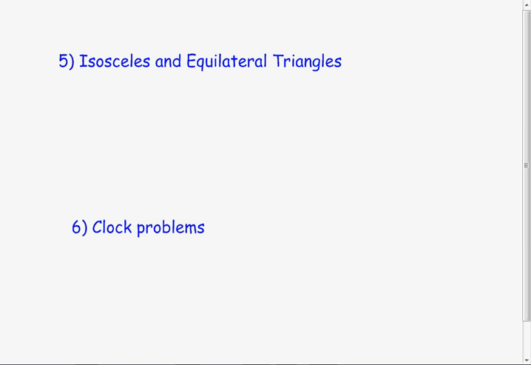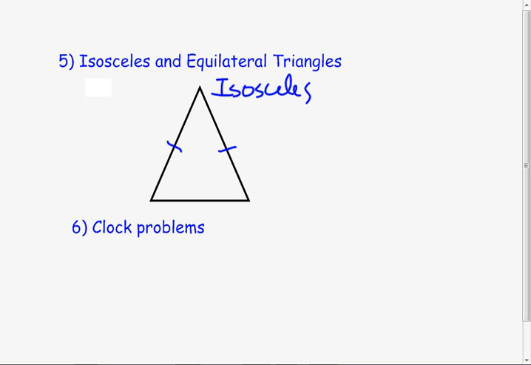Isosceles triangles and equilateral triangles. You remember those? What's an isosceles triangle? 2 congruent sides. Okay. If I have an isosceles triangle, what's true about these base angles? They're congruent. You're going to need to know that on that worksheet. Base angles are congruent. They're going to give you an isosceles triangle, but they're not going to tell you which sides are congruent. And they're going to say, which one of these can't happen? I hate those. They're hard.